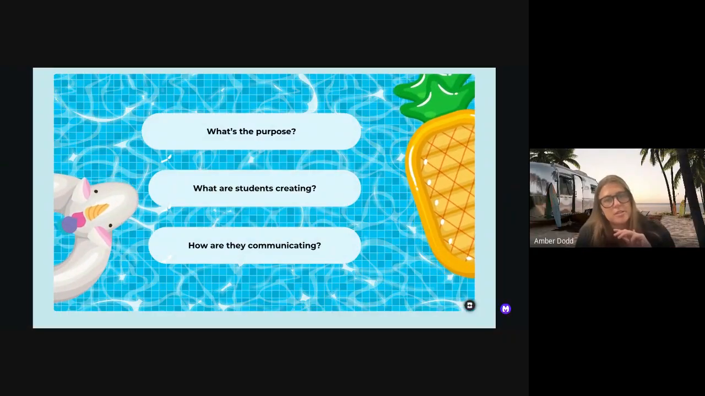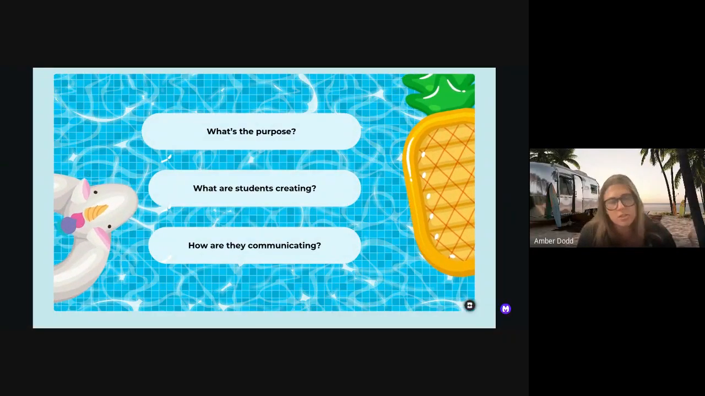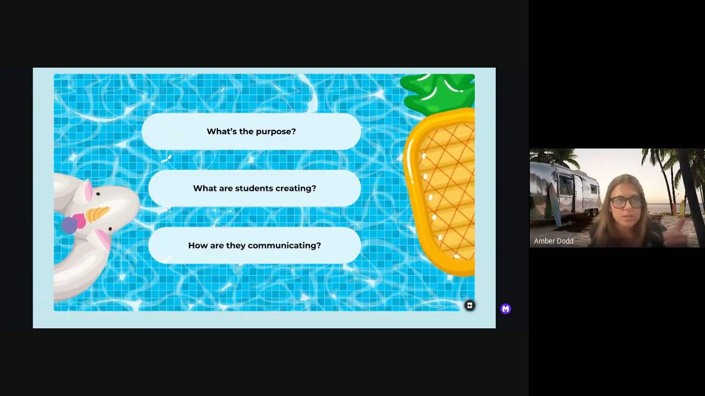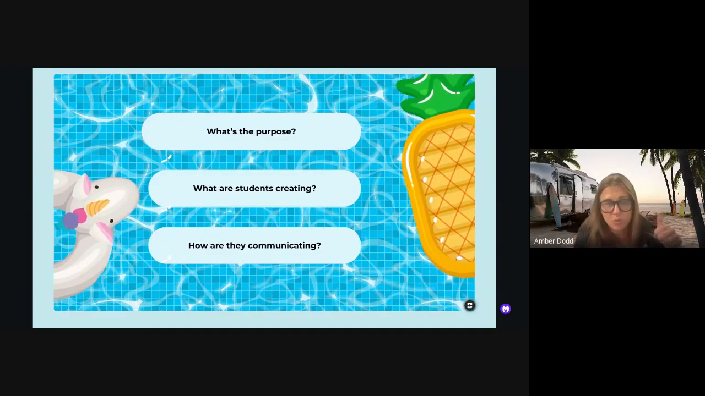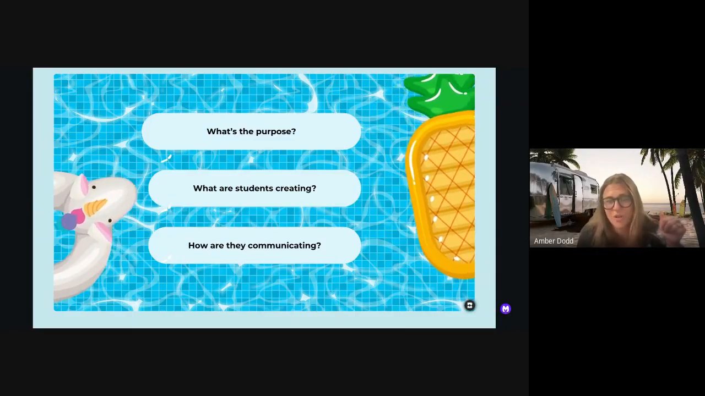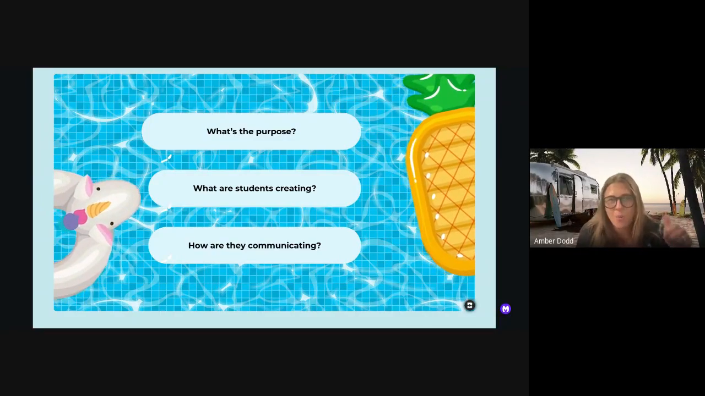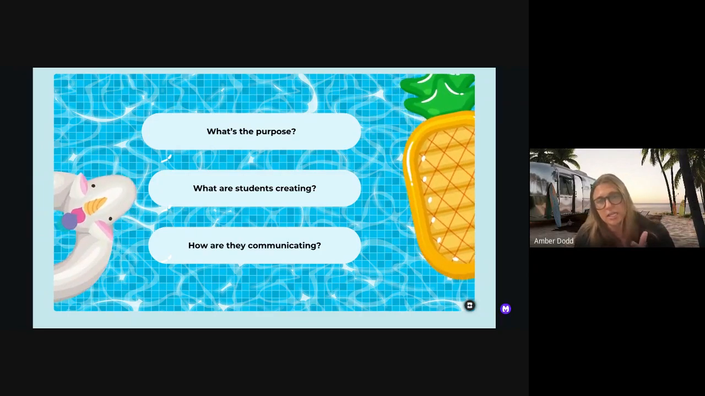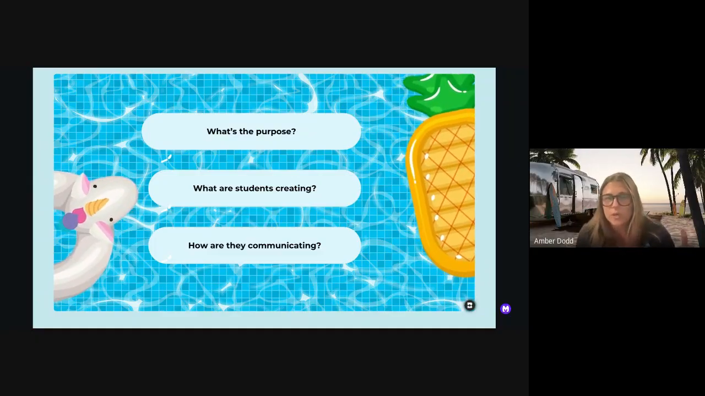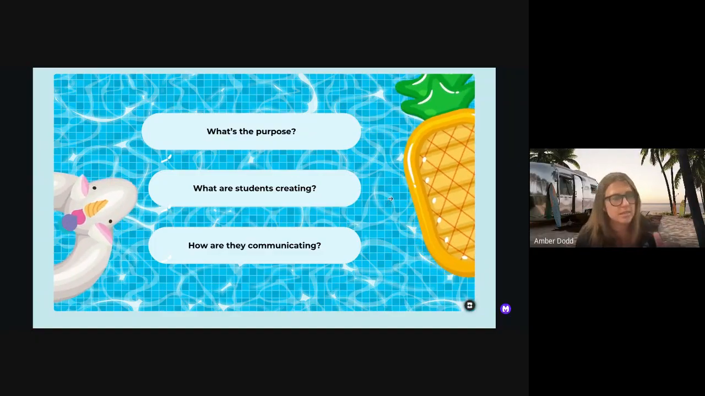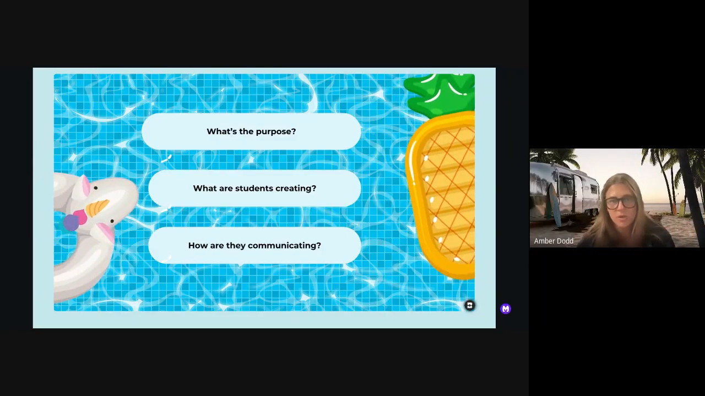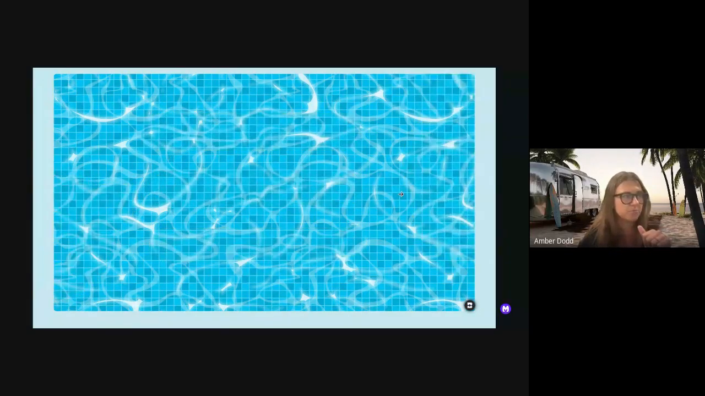The three main questions that I think we need to be asking: one, what is the purpose? What skill do we want students to gain? That is the question we should be asking ourselves, regardless of whether we're using technology or not. Why are we doing this? Two, what are students creating? What is the end goal with the skill and how are they going to showcase it? And three, how are they communicating? How are they talking to each other? How are they communicating their needs?